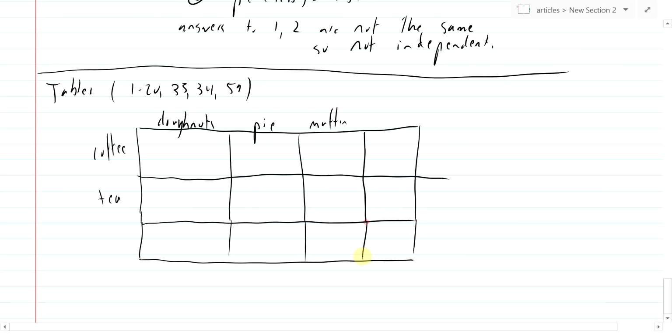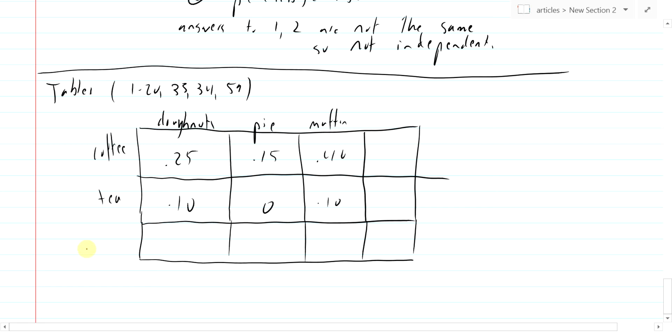Okay. So, suppose the table is set up like this. So what are these numbers? These are the numbers of people who do both things. So 40% of all people who come into this particular coffee shop get a muffin and a coffee. 10% get a donut and tea. Nobody gets tea and pie, although 15% of people get coffee and pie.